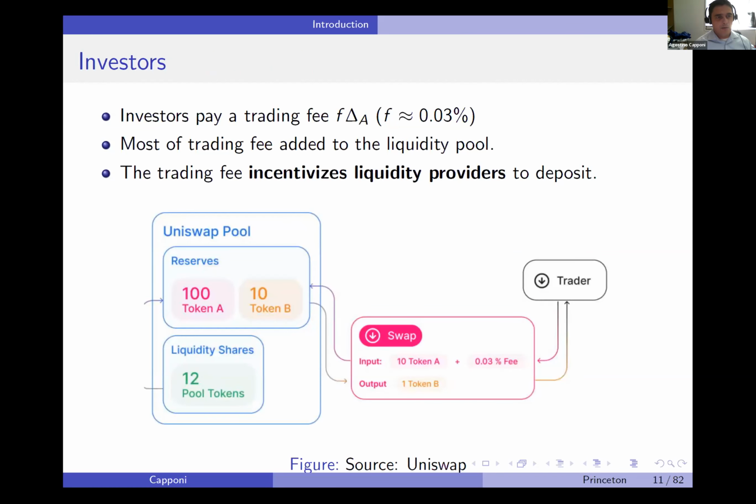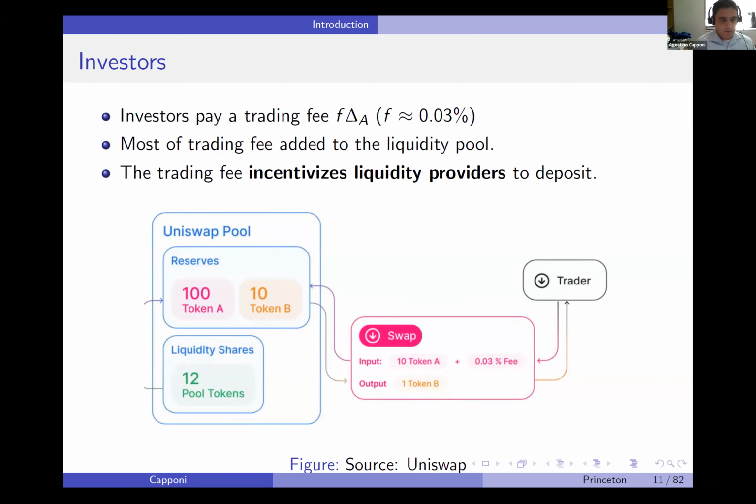Now, the investors, if they want to trade, they have to pay a fee. And this fee is typically proportional to the amount of tokens that is being deposited. So, for example, if you deposit 10 token A in the pool, you have to pay a fee, which is like 0.03% of this 10. This is the fee charged by Uniswap, which is the largest decentralized exchange that we have at the moment. So when you trade, this is costly because you have to pay a fee.